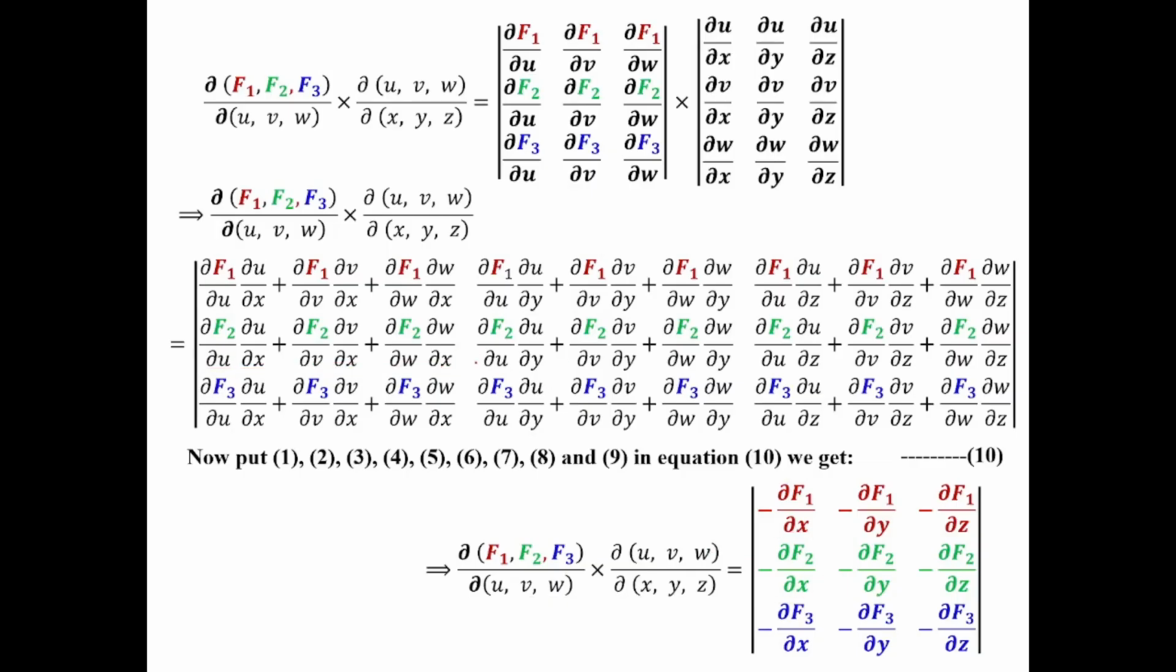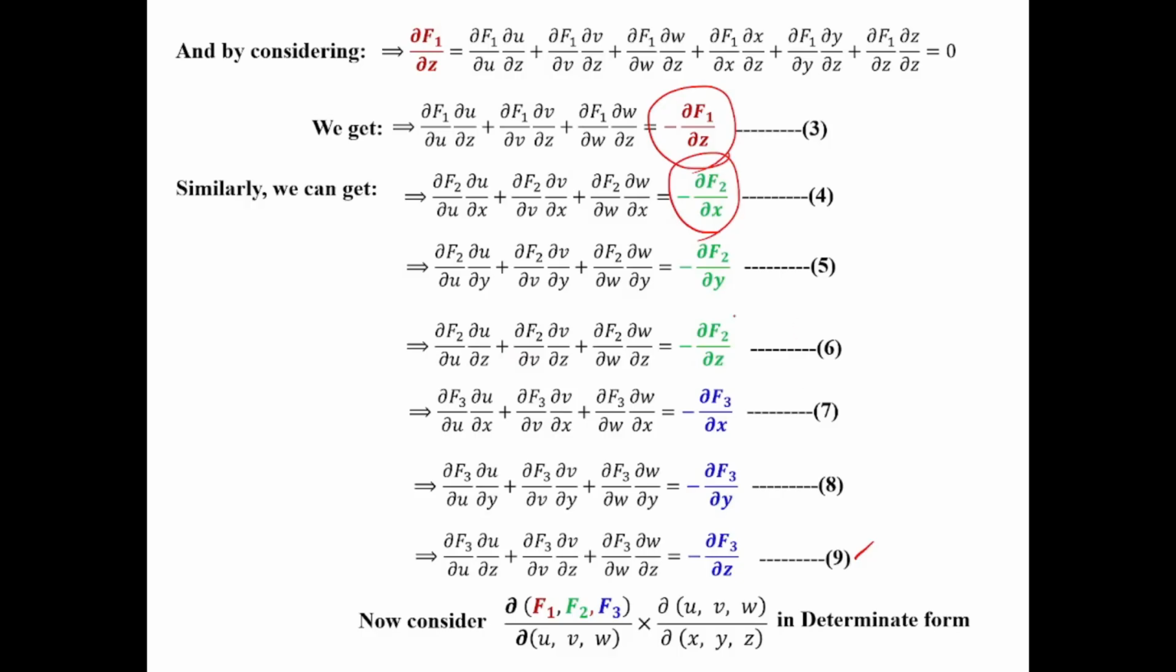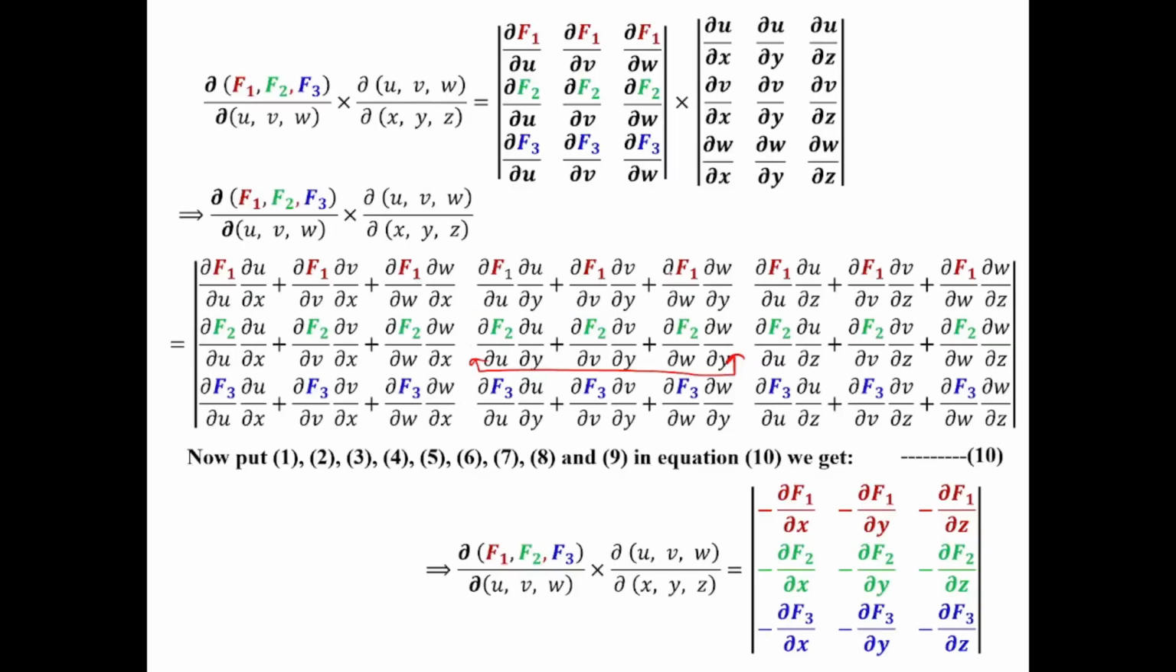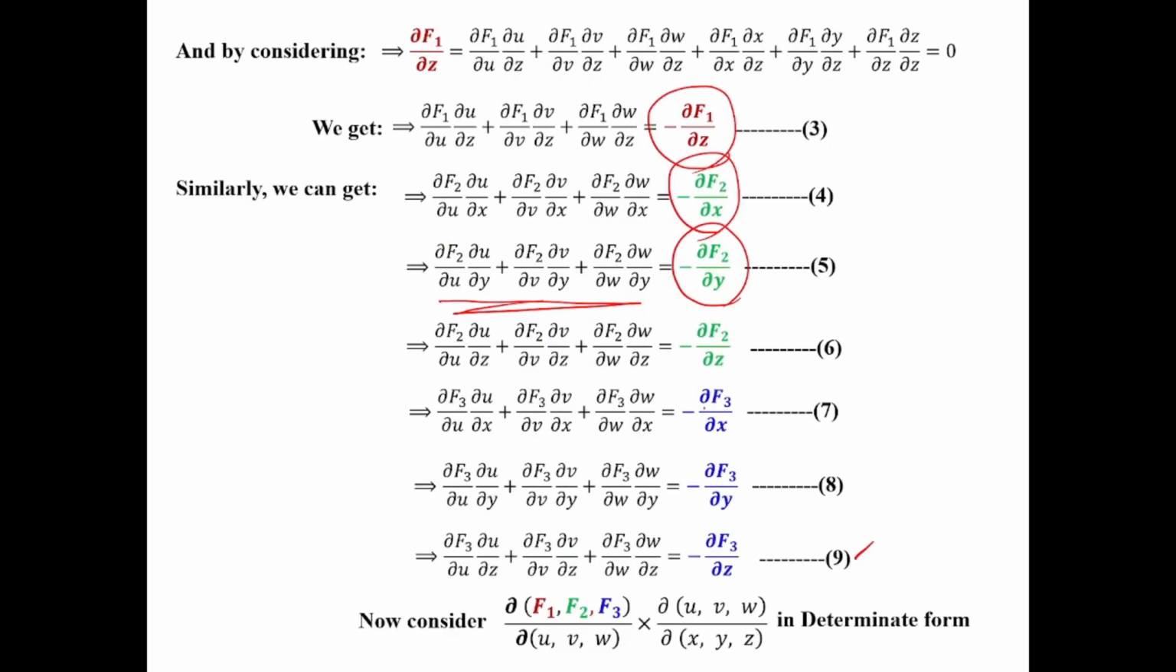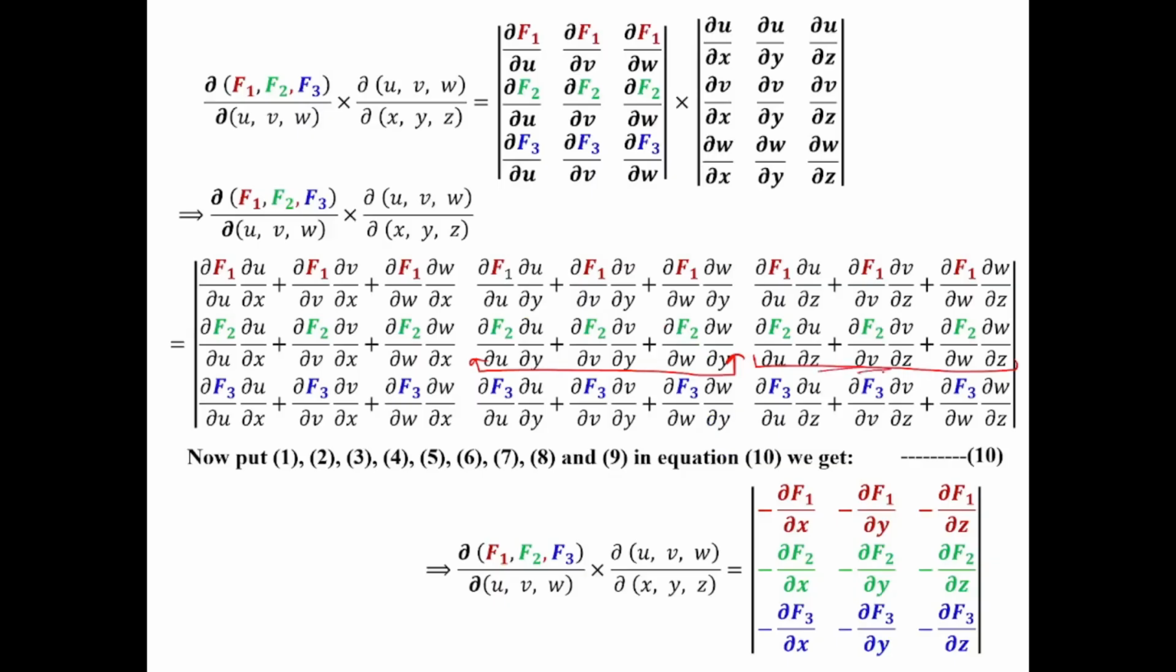Similarly you can find this much value is nothing but this one, minus del f2 by del y. Try to just match this value. Then this much value, del f2 by del w by del z, equal to minus del f2 by del z, equation number 6. Here instead of this one we can write minus del f2 by del z, right?